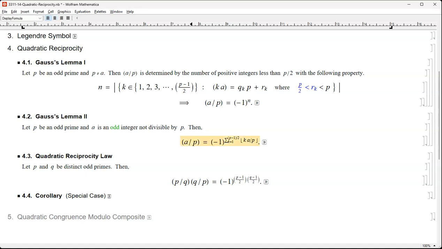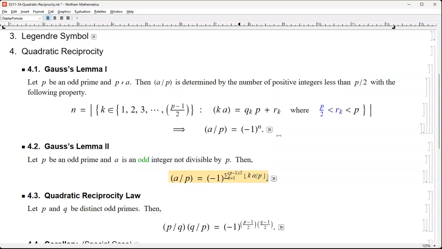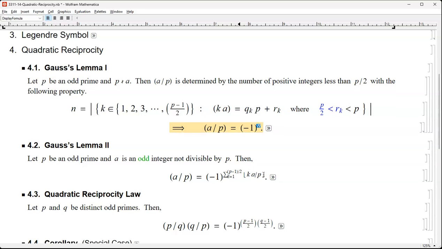And then what do we have here? (a/p) is -1 to the summation. Oh, I need a bigger font. So -1 to the n power here, which I just highlighted in brown, versus -1 to the summation power. How are they related? Well, look at the summation. This is not a Legendre symbol. This is the floor function, the greatest integer of this fraction.